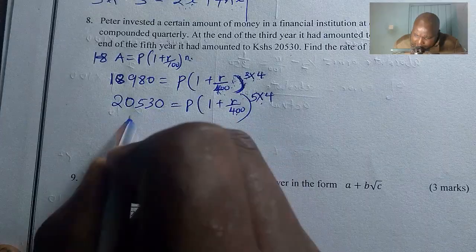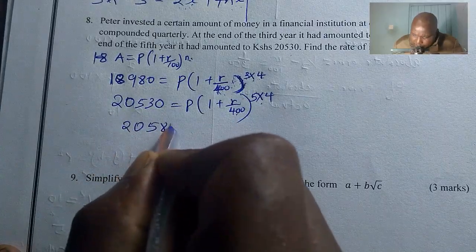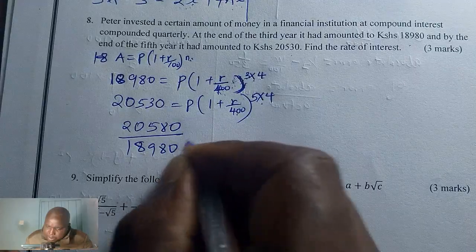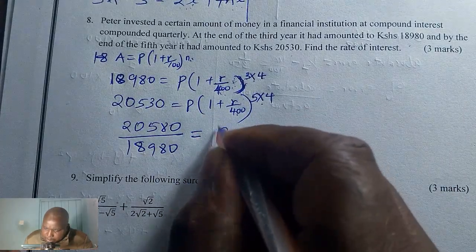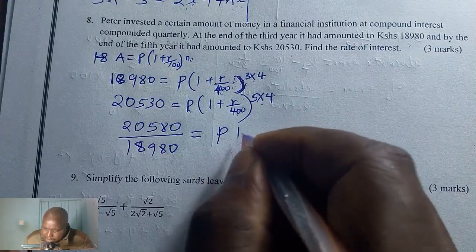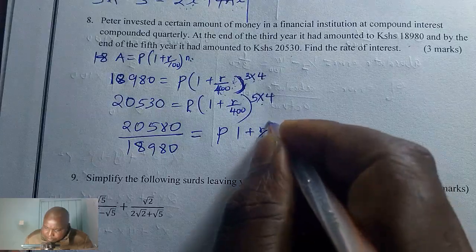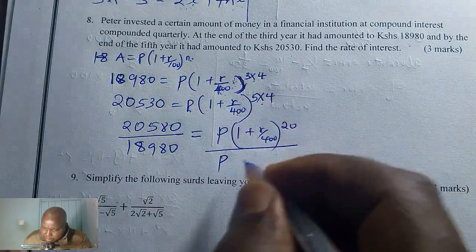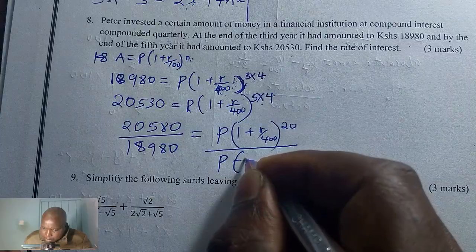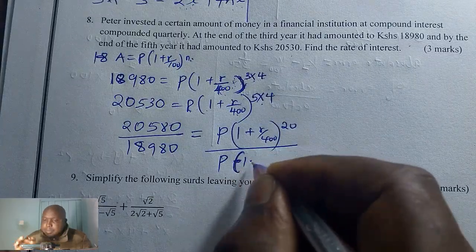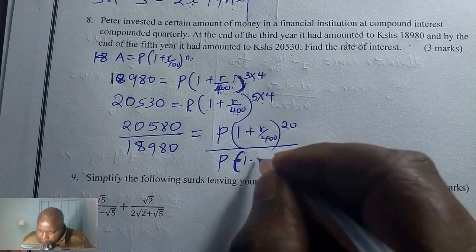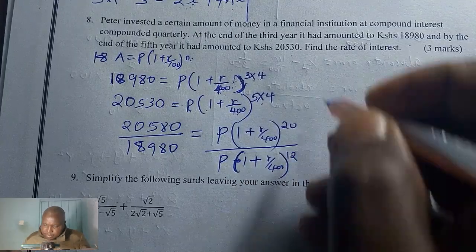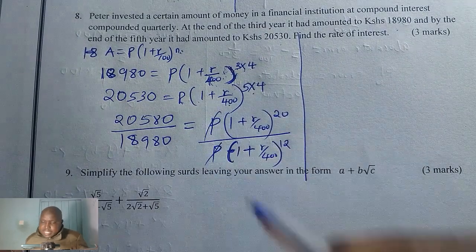So 20,580 you divide by 18,980, which will be equal to principal times (1 plus r over 400) raised to power 20, you divide by principal times (1 plus r over 400) raised to power 12. So principal and principal here cancel out.